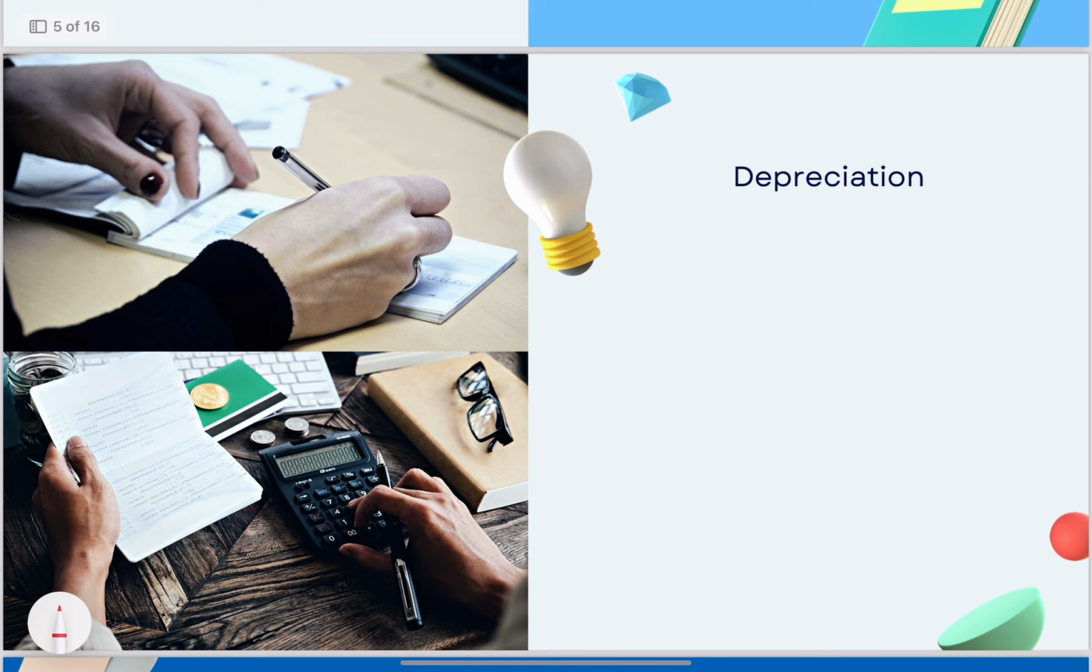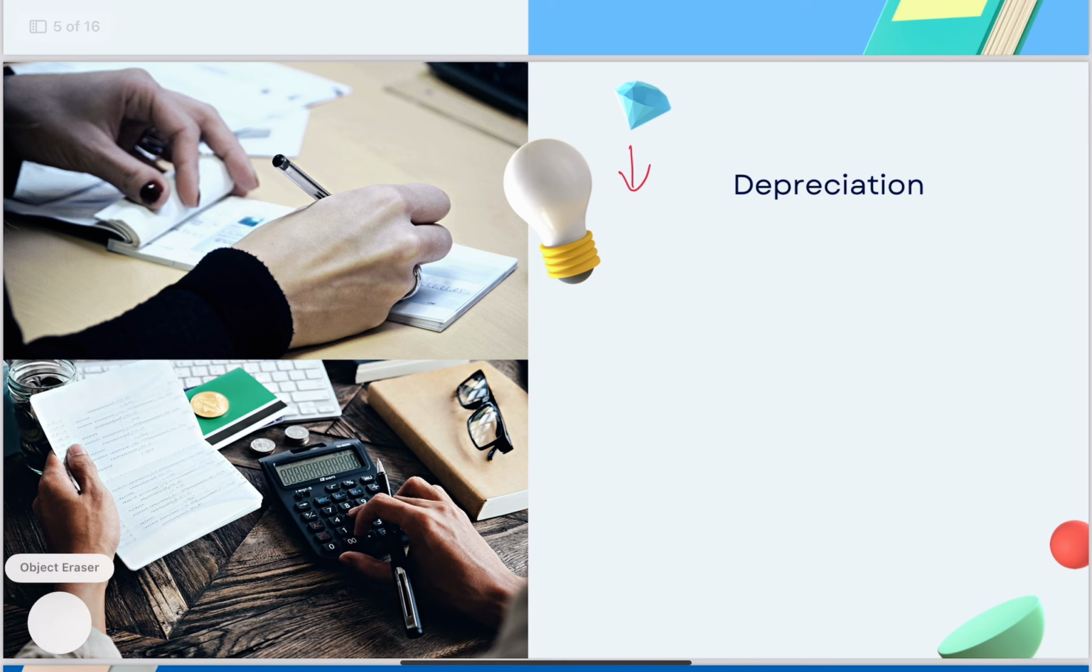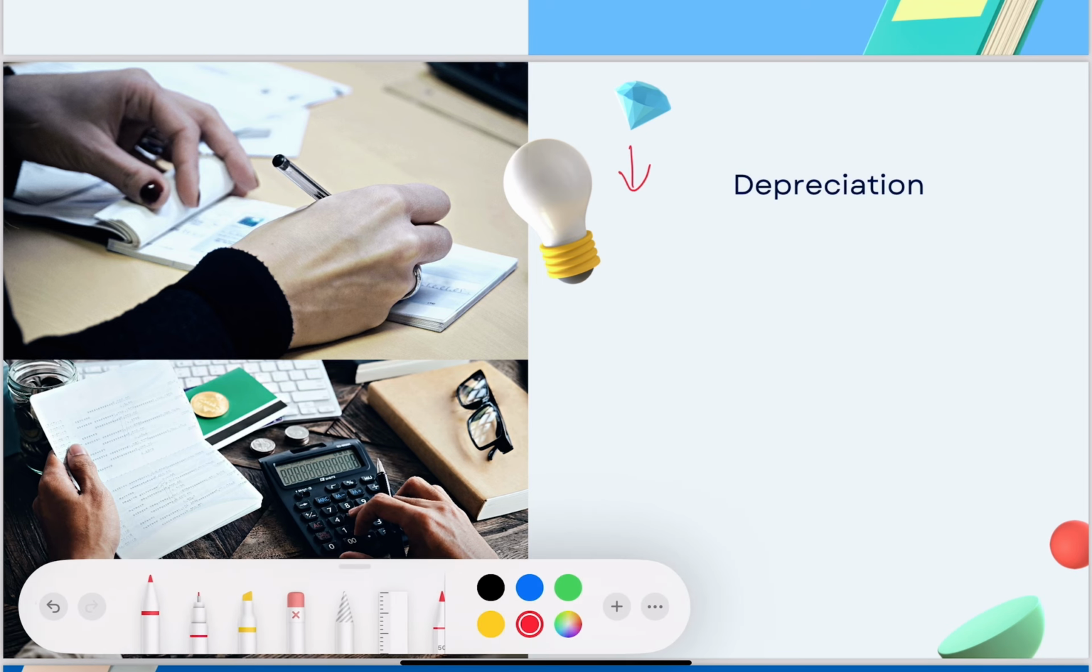So next we'll move on to depreciation. So, what is depreciation? Depreciation is a decrease in the value of an asset over time, right?